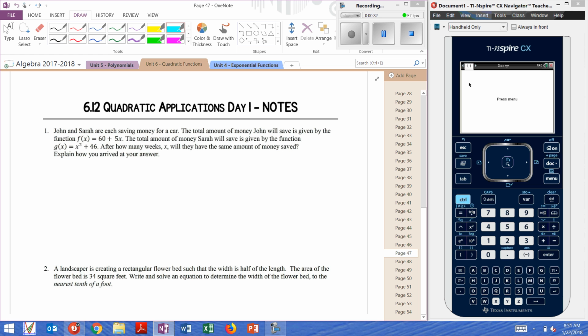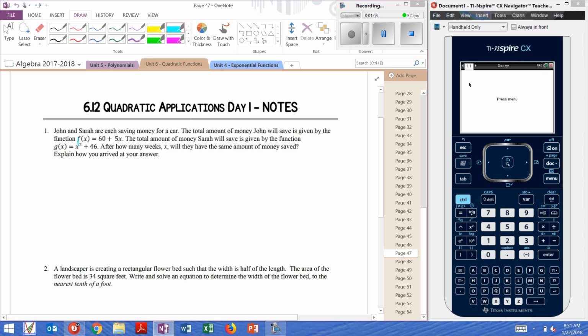And we're going to use all of the methods that we've been using in the past few days. So factoring, completing the square, quadratic formula, inverse operations. We have to decide which one works best. Okay, so number one, John and Sarah are each saving money for a car. The total amount of money John will save is given by the function f of x equals 60 plus 5x. And then Sarah's total amount is given by the function g of x is equal to x squared plus 46.